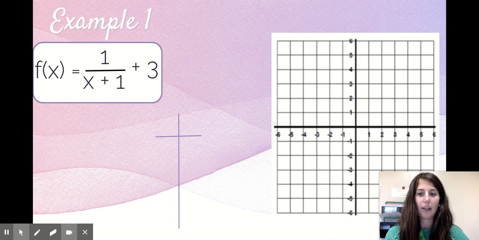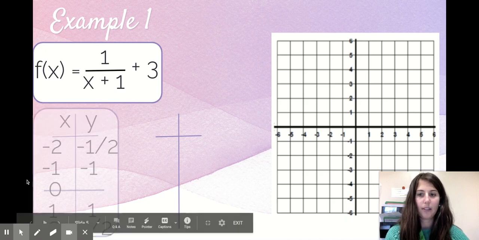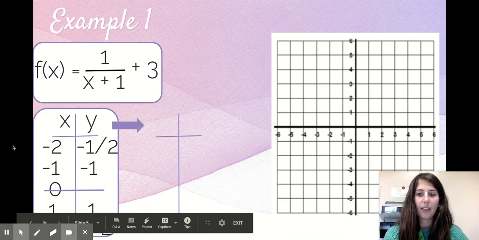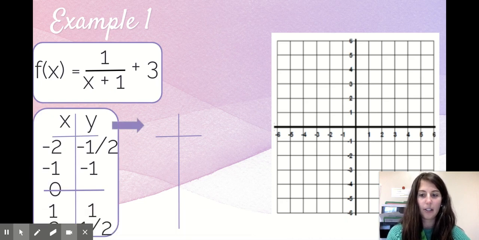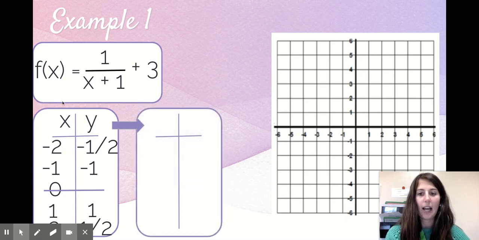So if we start with our parent table, we have negative 2, negative 1/2, negative 1, negative 1, 0, nothing, 1, 1, and 2, 1/2. So we want to go ahead and transform this parent function. Notice I have x plus 1. So we know what goes with x is opposite. Inside is opposite. So x plus 1 becomes x minus 1. We're going to go ahead and subtract 1 from every x value.